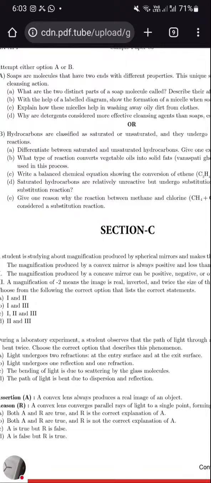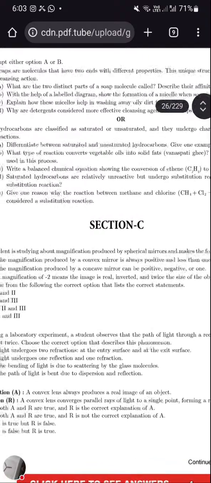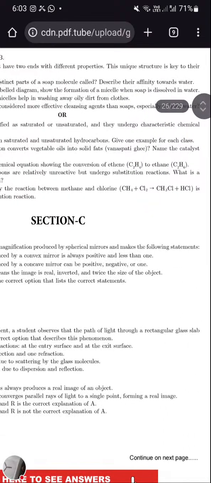Next, you can give the bromine water test. When bromine water is added to saturated compounds, there is no reaction, but with unsaturated compounds it gets decolorized; the brown color disappears. Those are the two reactions where we can differentiate between them. Next, give an example for each class. Saturated: methane. Unsaturated: ethene and ethyne. For unsaturated, at least 2 carbons are needed, and for 2 carbons eth is used, so it is ethene or ethyne.